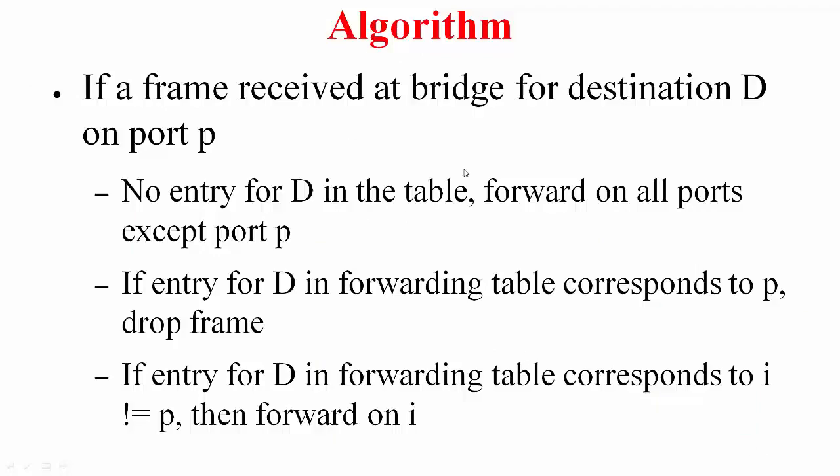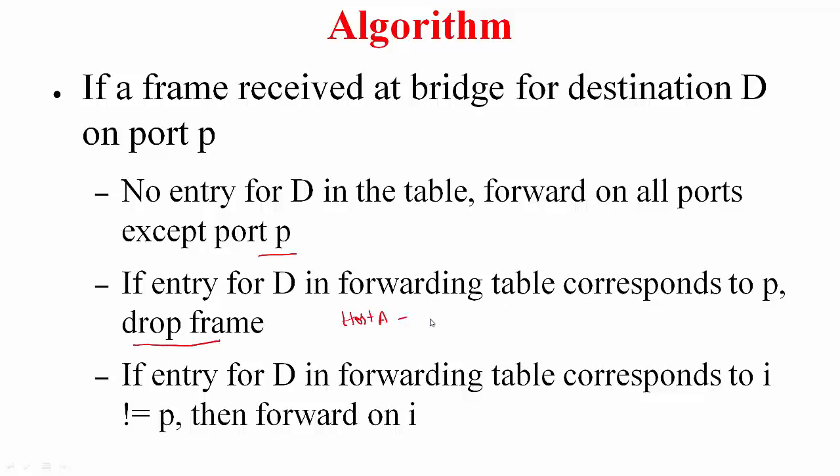So here is the algorithm. If a frame is received at a bridge for destination D on port P, this is what you do. If there is no entry for D in your forwarding table, you forward it on all ports except the port on which it was received, which is port P. Now suppose this forwarding table was looked at and it says that this D is on port P and this was the same port on which this particular frame was received, then you don't have to do anything. You have to drop the frame.